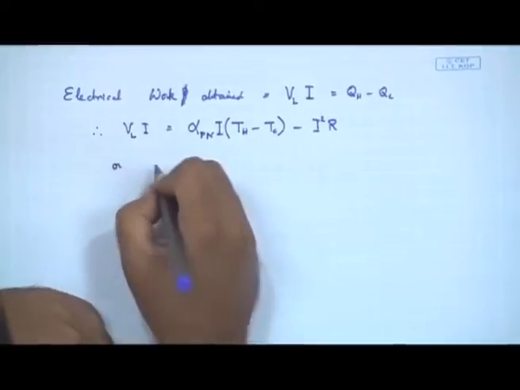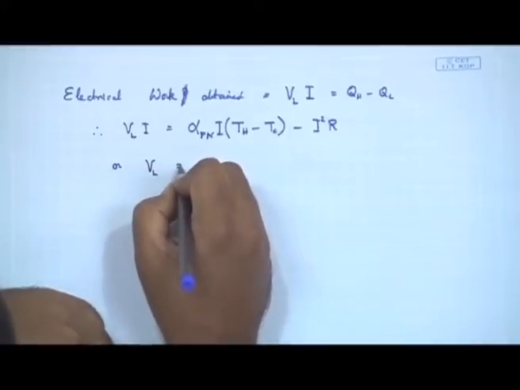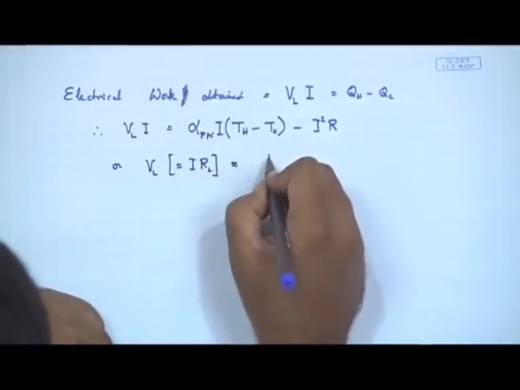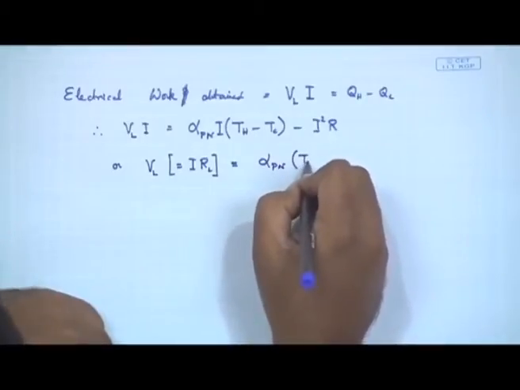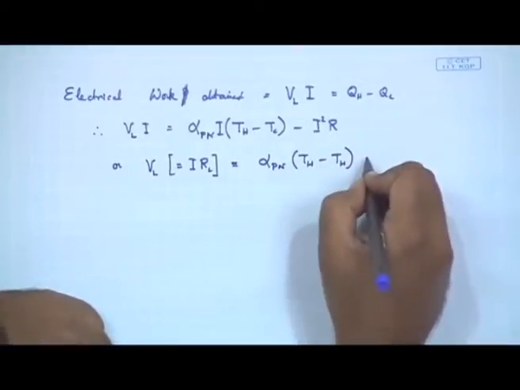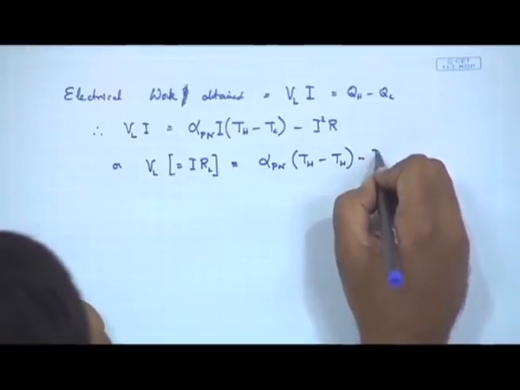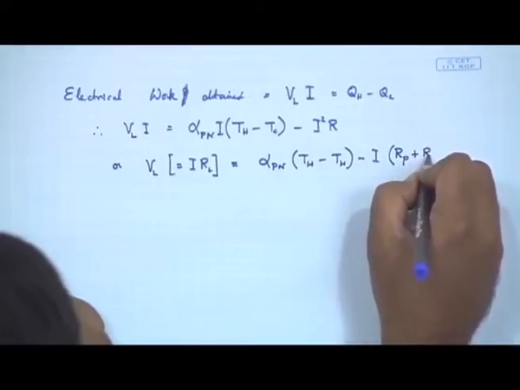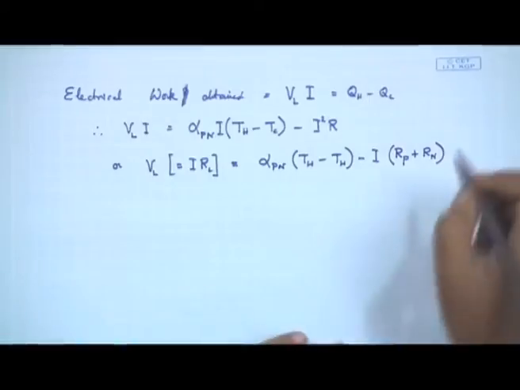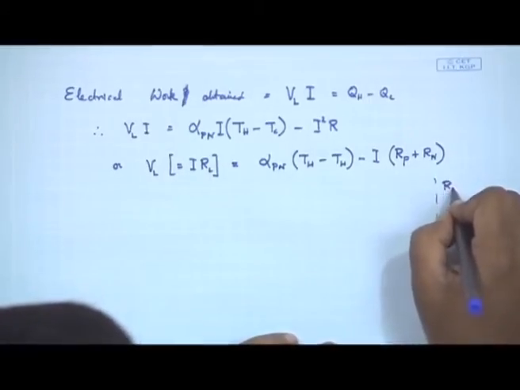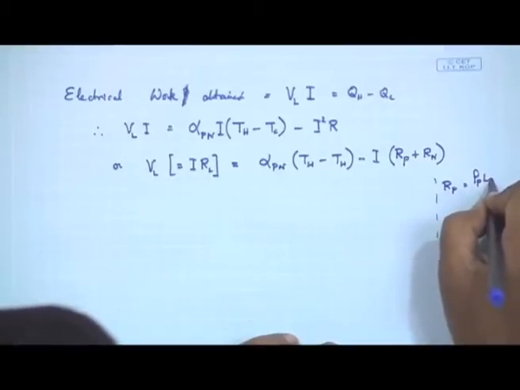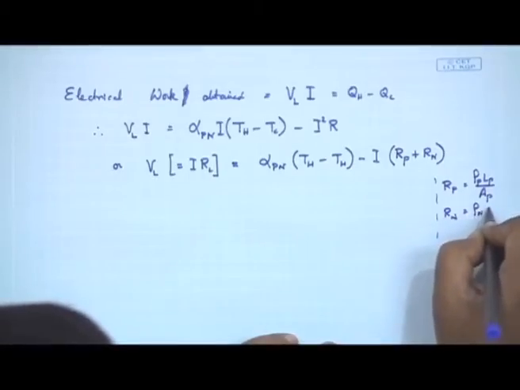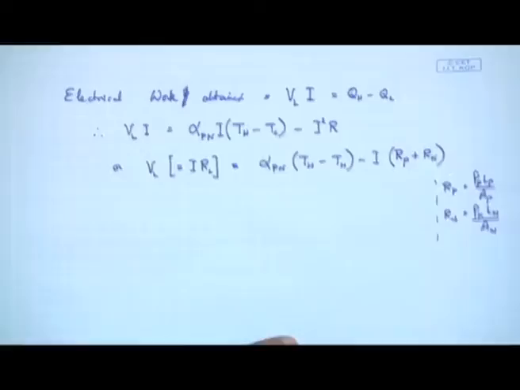So, we can also write VL, which by the way is I times RL, is equal to alpha times the temperature difference minus I, because one of the currents cancels out, and let me write it down as Rp plus Rn. So, Rp, as we have defined before, is rho p Lp over Ap, and similarly Rn is rho n Ln over An. Clear?